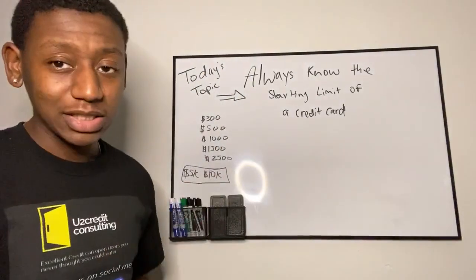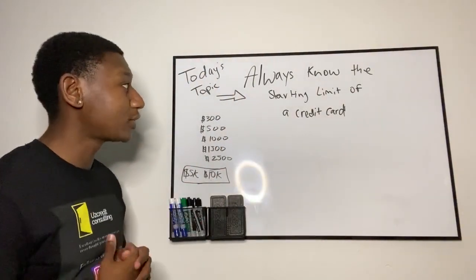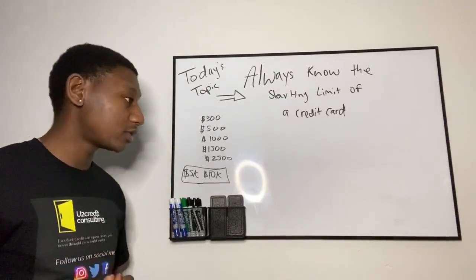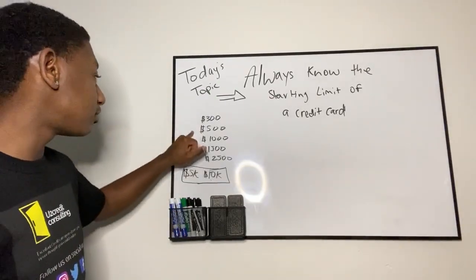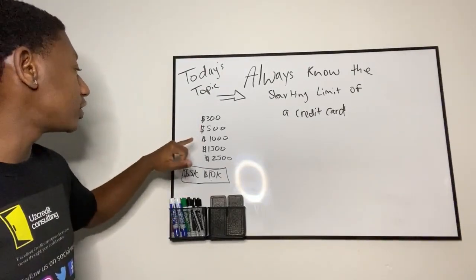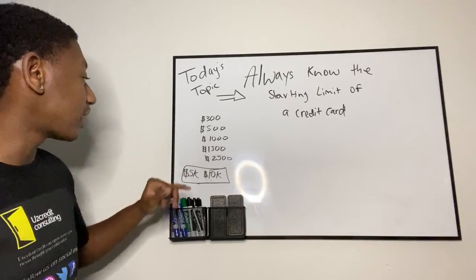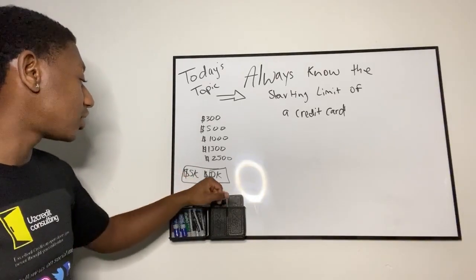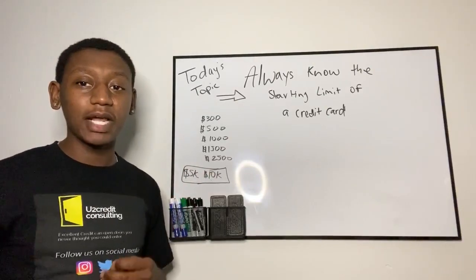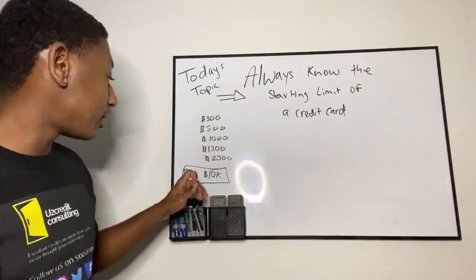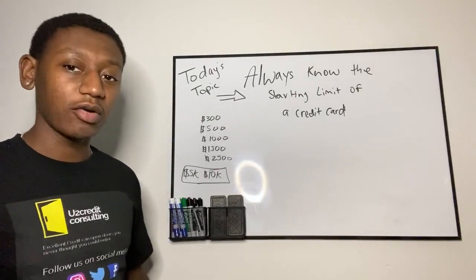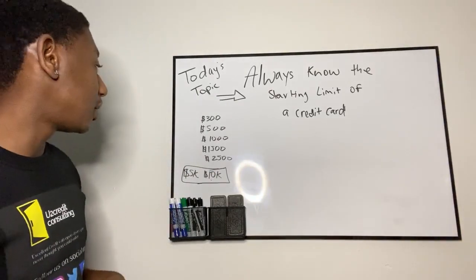So now let's get right into this video. For today's topic, we're doing: always know the starting limit of the credit card that you're applying for. Right here, I have the most popular starting limits for credit cards: 300, 500, 1,000, 1,500, 2,500, and then 5,000 or 10,000. The 5,000 and 10,000 starting limits are going to be your Visa Signature cards, and most of these are travel cards. There are not many regular cards that start off with 5,000 and 10,000.